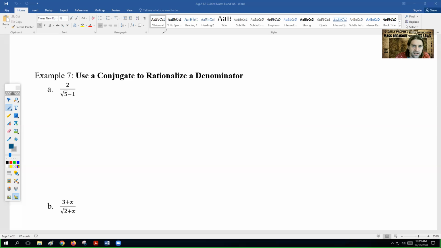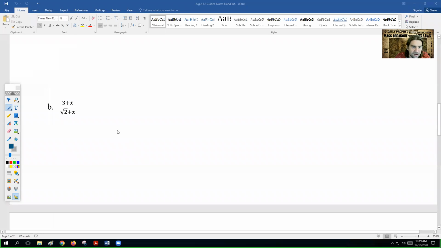All right, let's use that concept on the next part here. What about 3 plus x divided by radical 2 plus x? So we need to multiply to get the radical off the bottom by radical 2 minus x on the top and on the bottom.